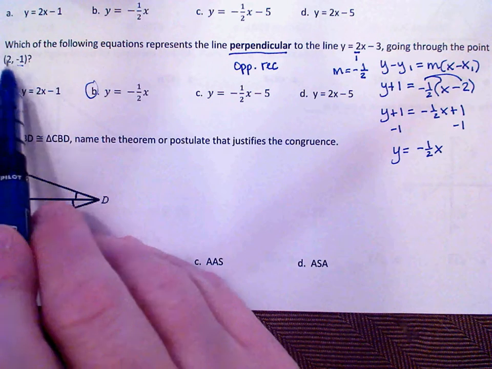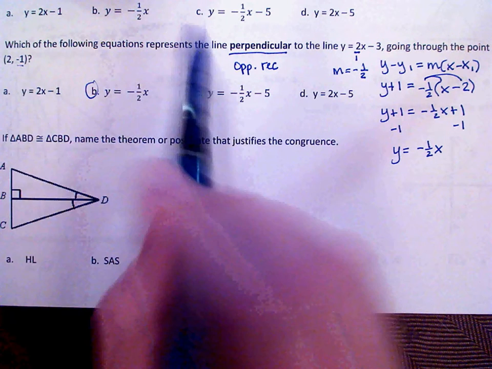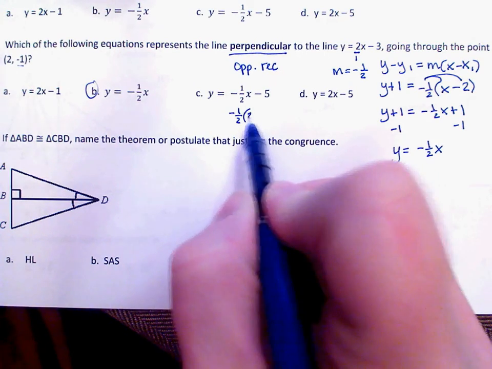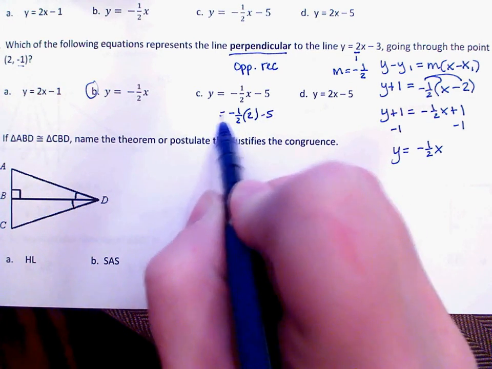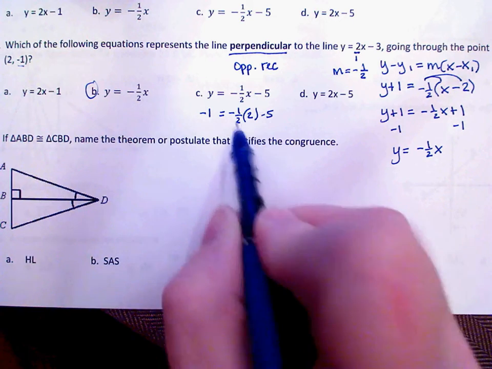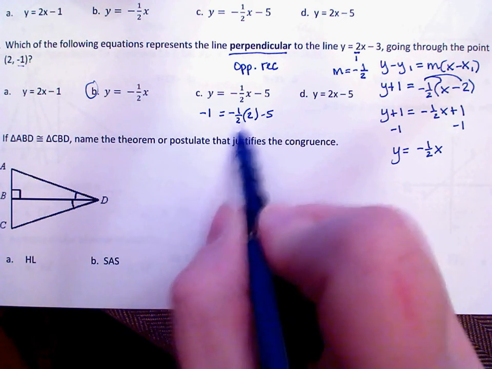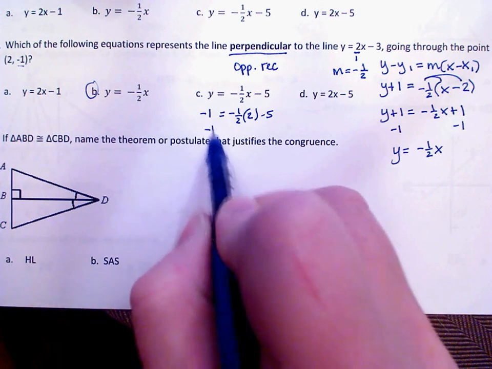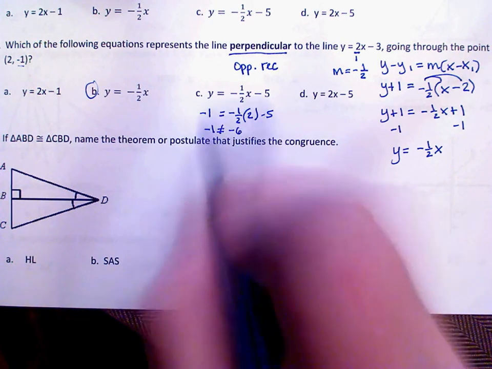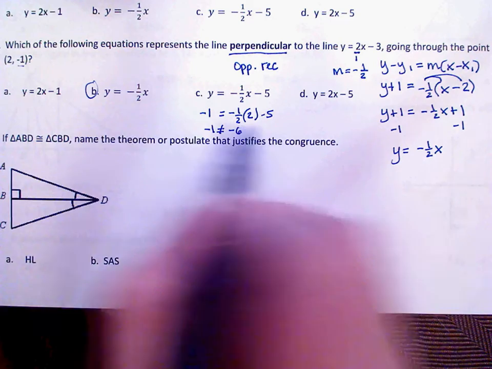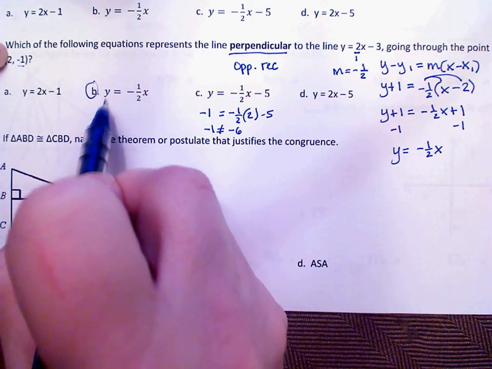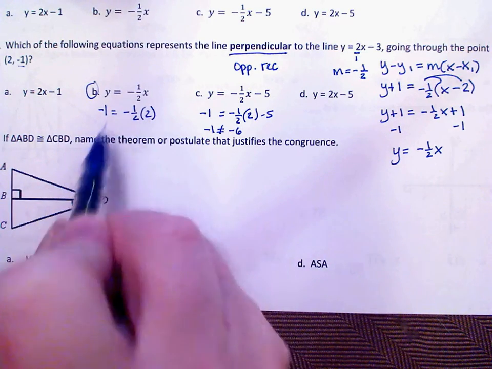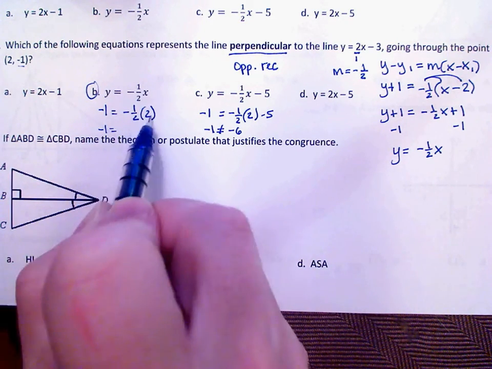If you put your point in for the x and y of each equation, here we would have negative 1/2 times our x of 2 equals our y of negative 1. Well, negative 1/2 times 2 is negative 1, and negative 1 minus 5 is negative 6. And since negative 1 is not equal to negative 6, I know that's not the correct equation. When I put it into choice B, negative 1 in for y and 2 in for x, I have negative 1 equals negative 1/2 times 2 is negative 1.